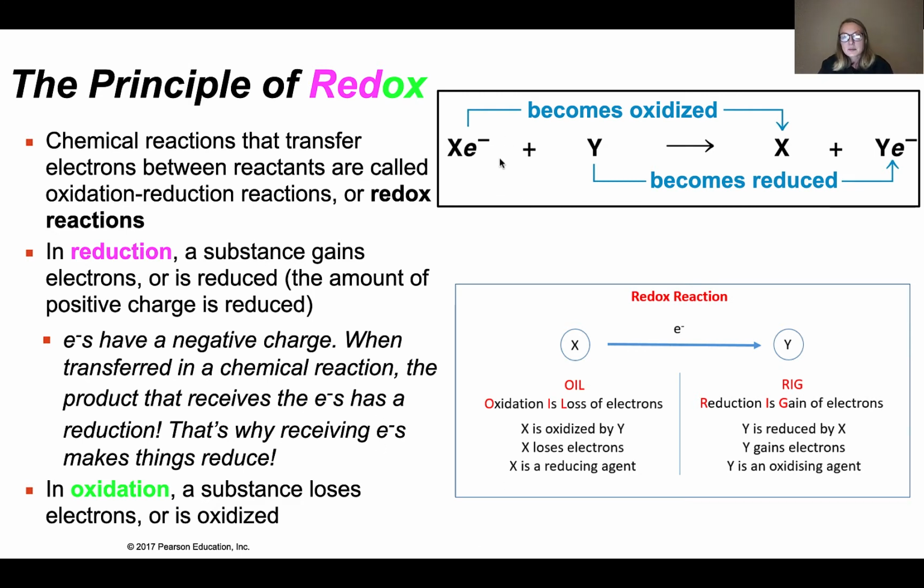So let's look at this example. This is just a general equation of redox reactions. So this X reactant has the electrons, but it becomes oxidized, meaning it loses its electrons. And this Y reactant becomes reduced, which means it gains electrons. If you are having a hard time remembering that, then you can use this little, what do they call them? Mnemonic? OIL RIG. So oxidation is loss of electrons and reduction is gain of electrons.